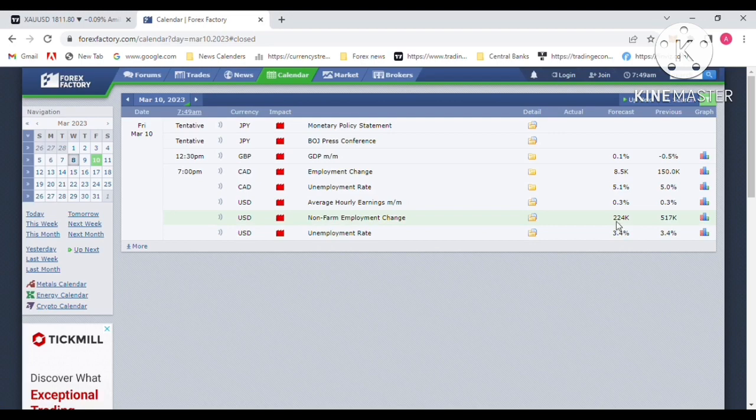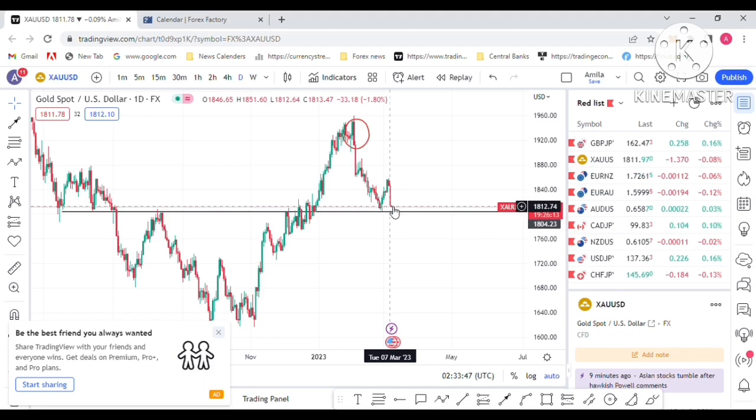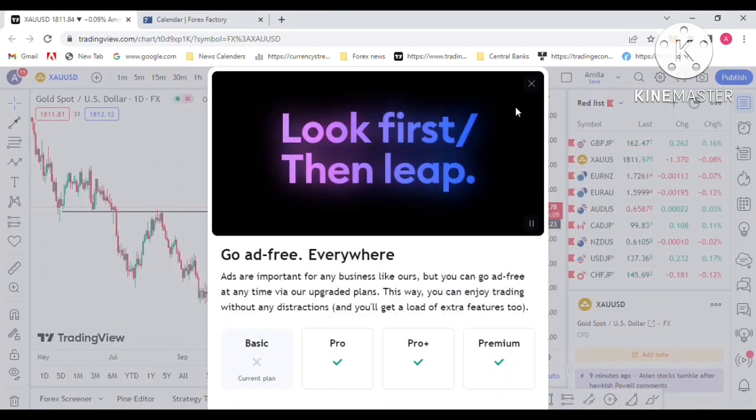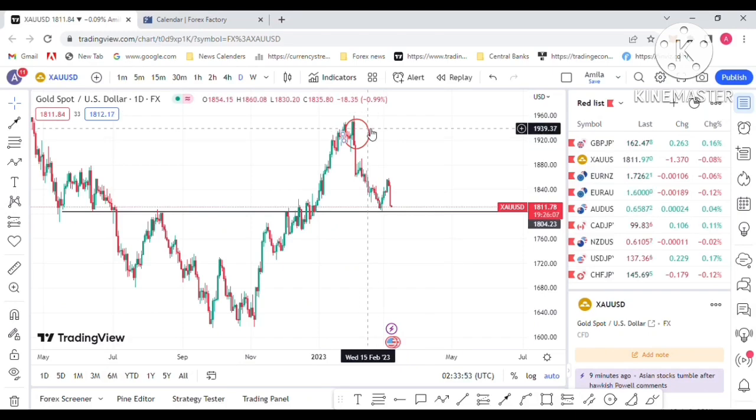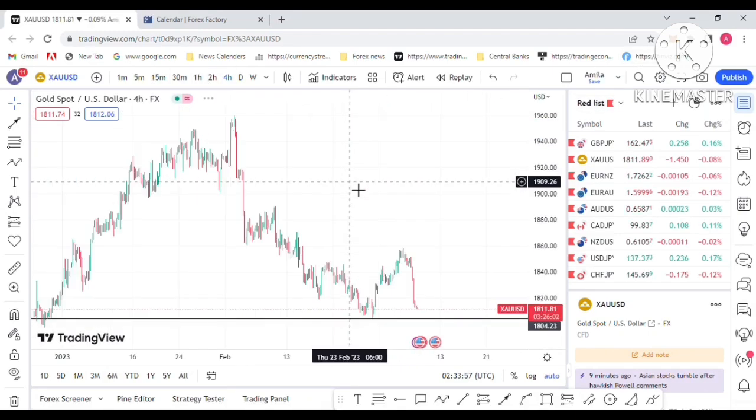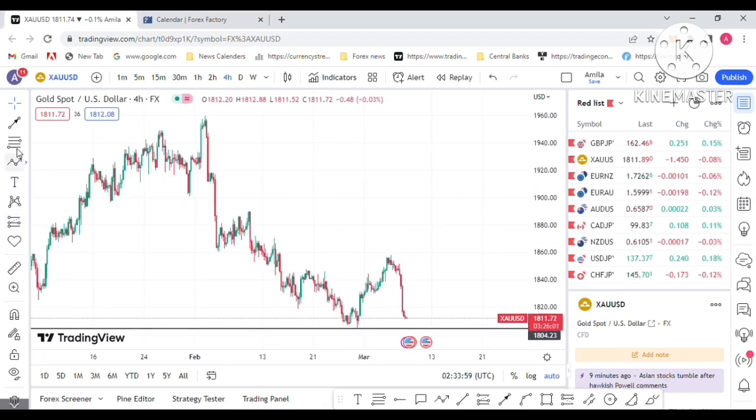It will be released on 10th March 2023. That's my analysis of the economic data and what will go on with the US dollar and gold. So that's the economic data. Now I have moved to the 4-hour chart. What is the technical behavior?